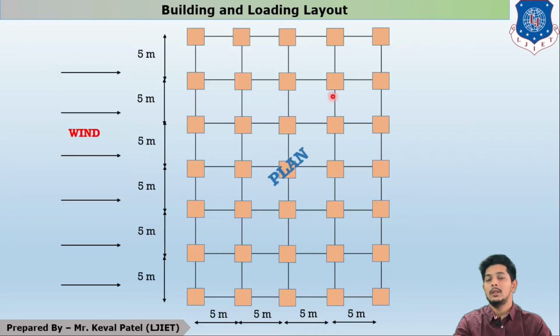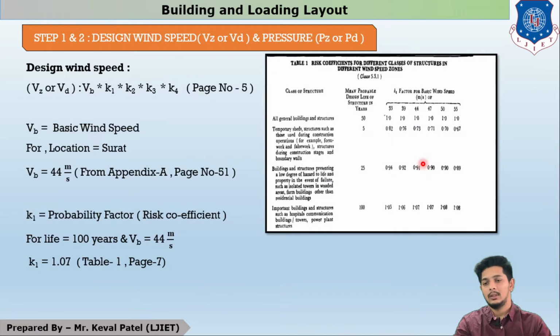Let us move. So in the plan it is given that plan is having 5 meter bay in both the directions as is shown in the figure. Furthermore, we have discussed step 1 and 2. In step 1 and 2, we found out Vz or Vd and Pz or Pd. Basically, both are required to find out wind pressure diagram or nodal point load diagram. For that, we have the formula Vb into K1 into K2 into K3 into K4 is equal to Vz. Now, we need 5 things.